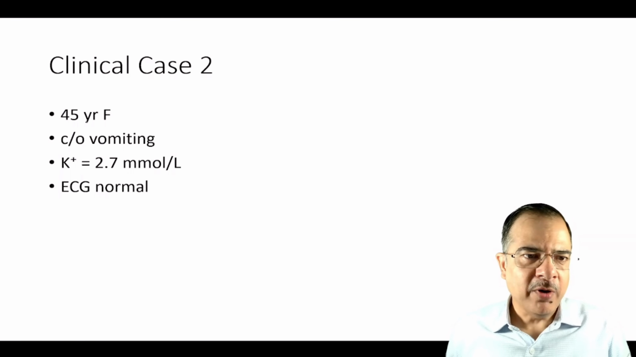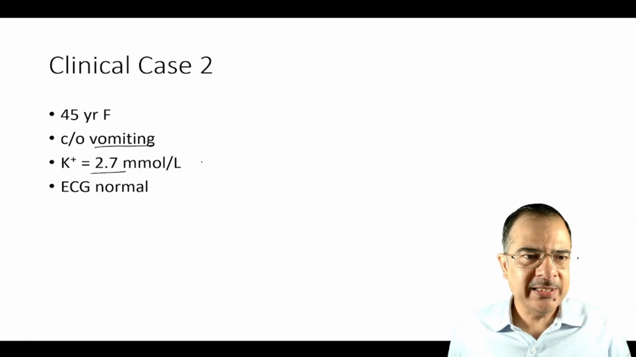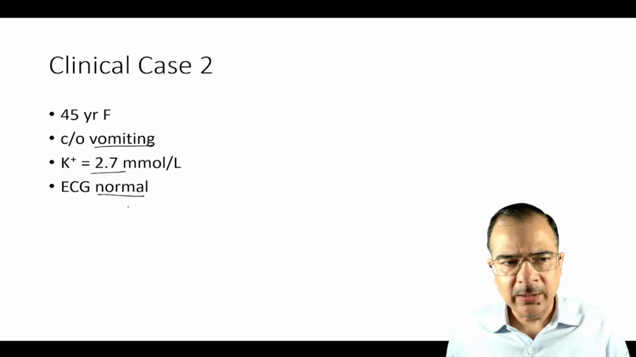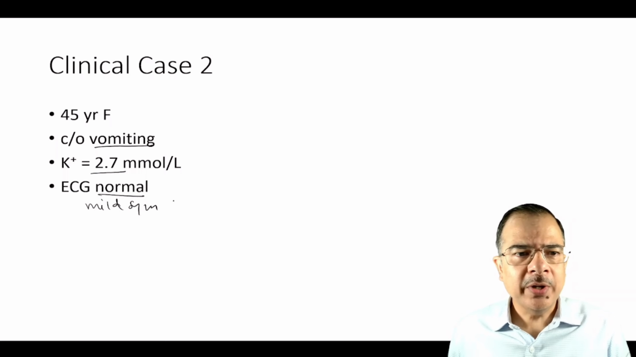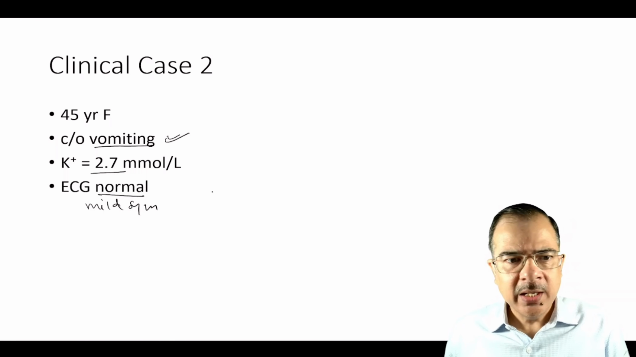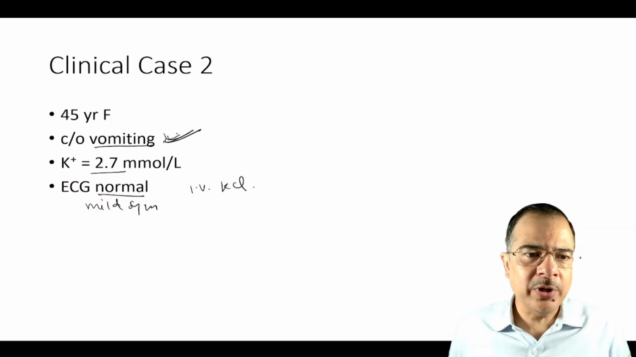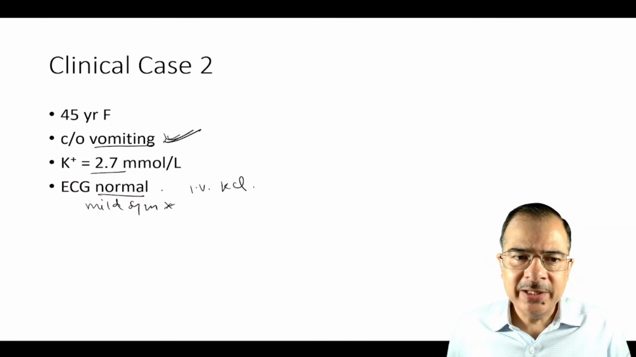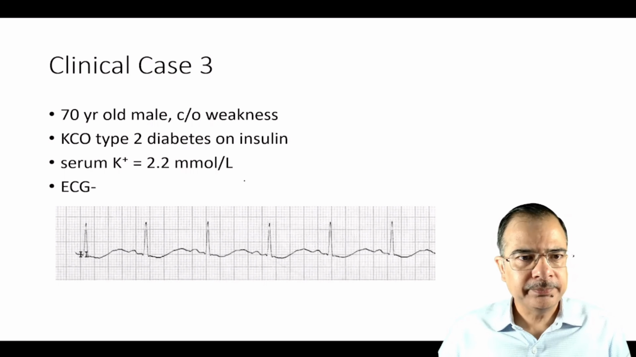Clinical case 2: 45-year-old female, vomiting is present, and potassium is 2.7. ECG is normal, and the patient has mild symptoms, for example. So in that case, what should be done? If the patient is not accepting orally, then we have to go for IV KCl, because vomiting is present and the patient is not able to accept orally. Even if the symptoms are mild and ECG is normal, we have to replace the potassium here.